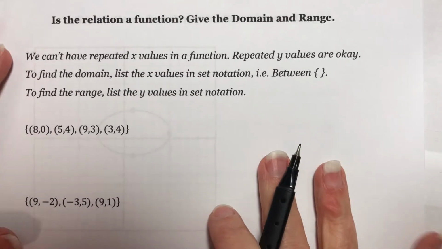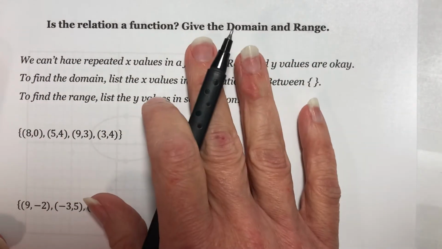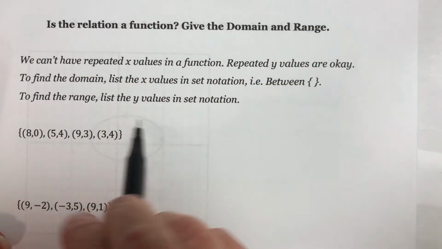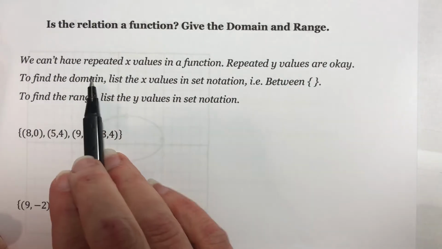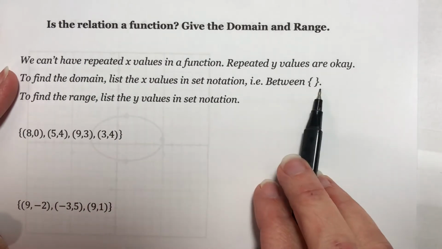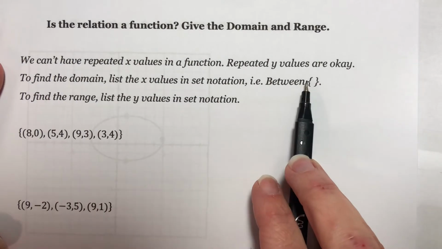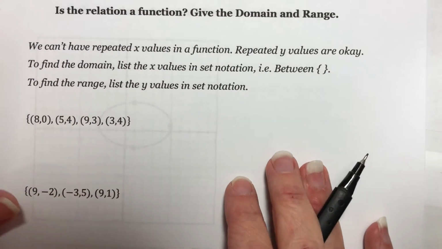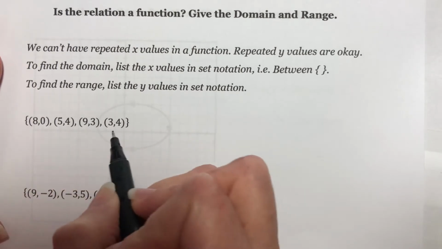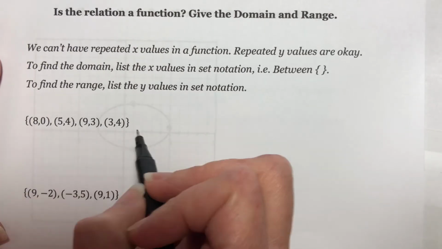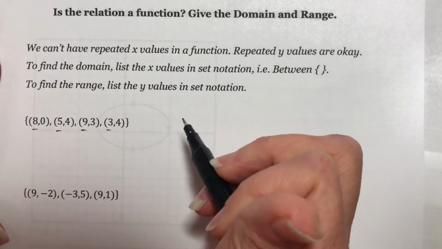So, the first type of problem is: is the relation a function, and then give the domain and range. Like I said here, we can't have repeated x values. Repeated y values are okay. To find the domain, all you have to do is list all the x's and put them in braces. To find the range, you list the y values in braces. That's it. So this is our first relation: (8, 0), (5, 4), (9, 3), (3, 4). We're looking for repeated x values. 8, 5, 9, 3. No repeated x values.